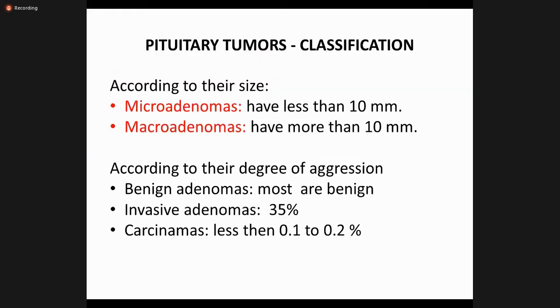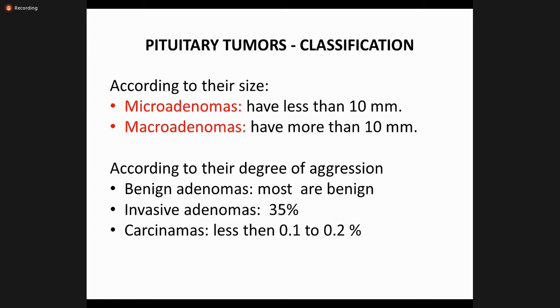We can also classify pituitary adenoma according to their size. For example, microadenoma when the size is less than 10 millimeter, and macroadenoma when the size is more than 10 millimeter. That is, less than 1 centimeter is microadenoma, more than 1 centimeter is macroadenoma. And then according to the degree of aggression, that is the degree of isolation at the site of growth or the invasion into surrounding structures.